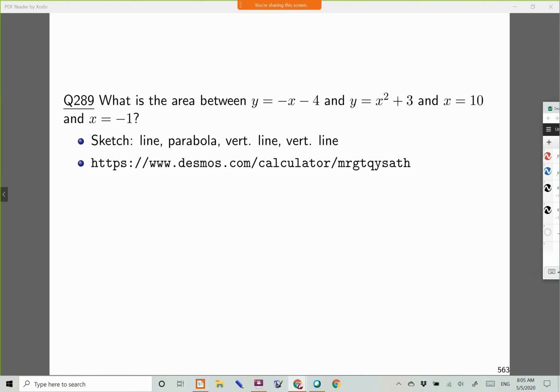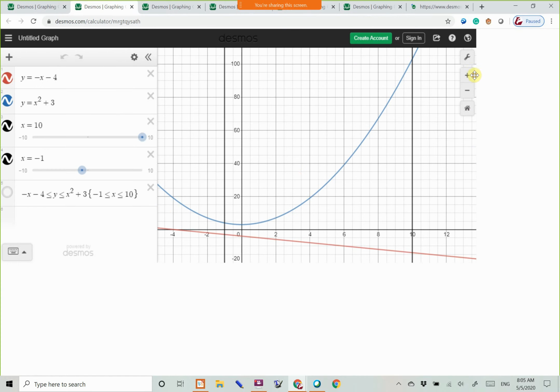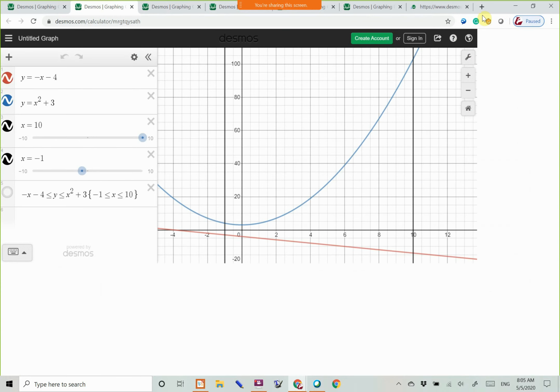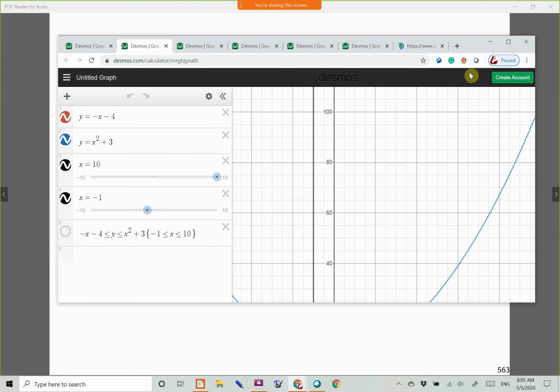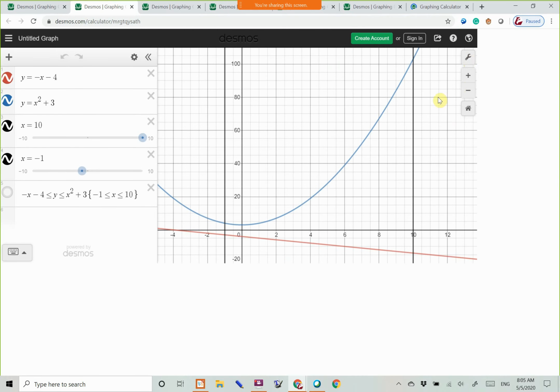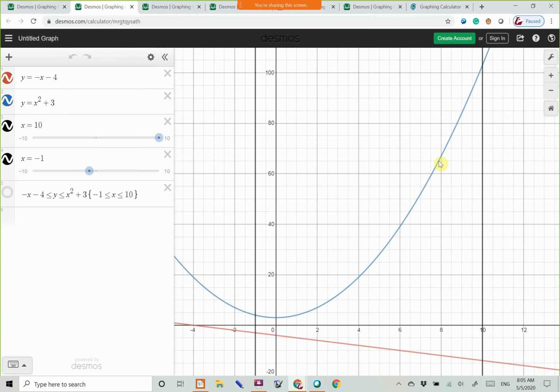I have already clicked on a link. I'll pull this up here. Oh, come on, processor speed here. Okay. Well, hang on. Just give it a moment to load here.